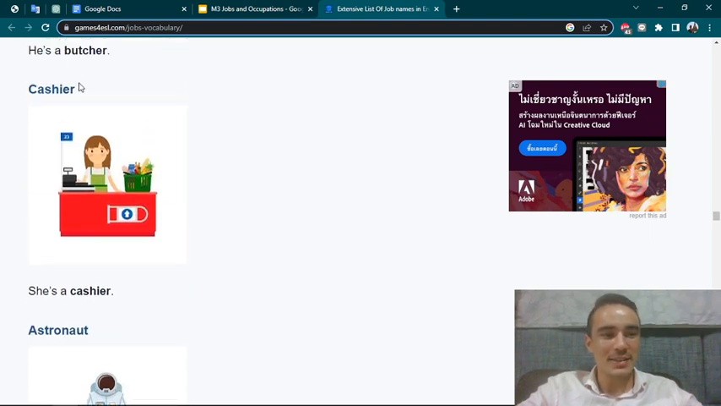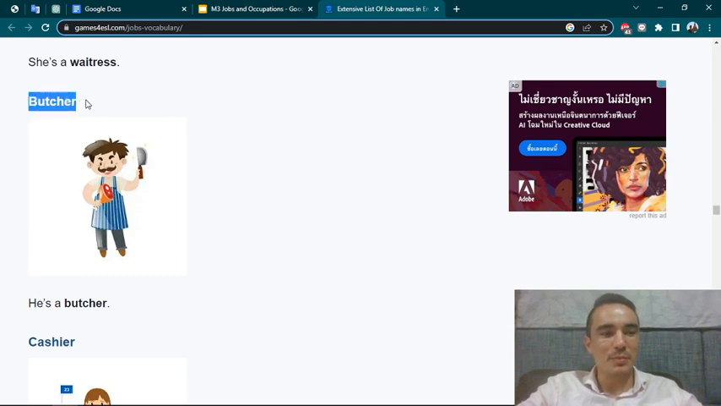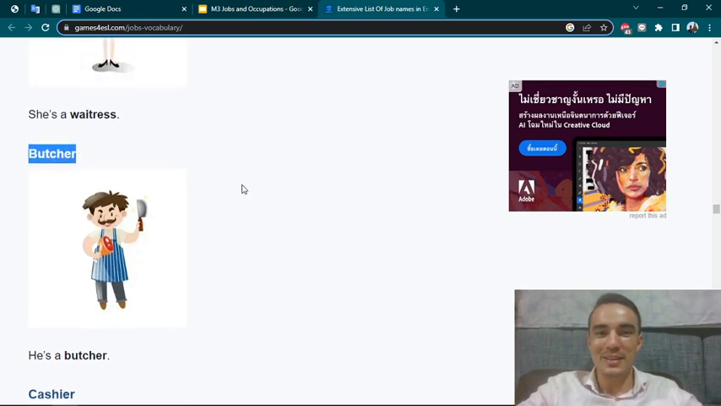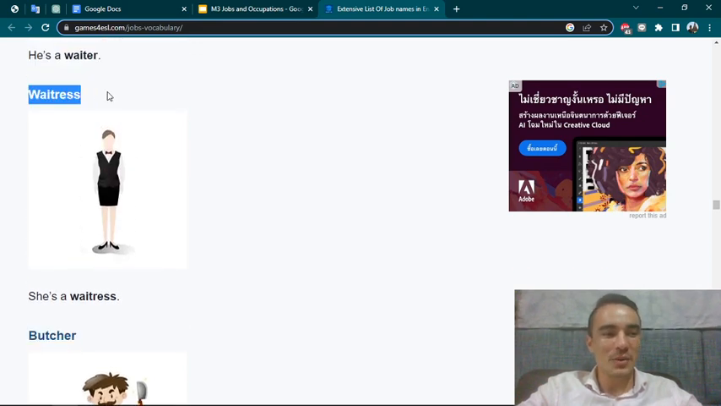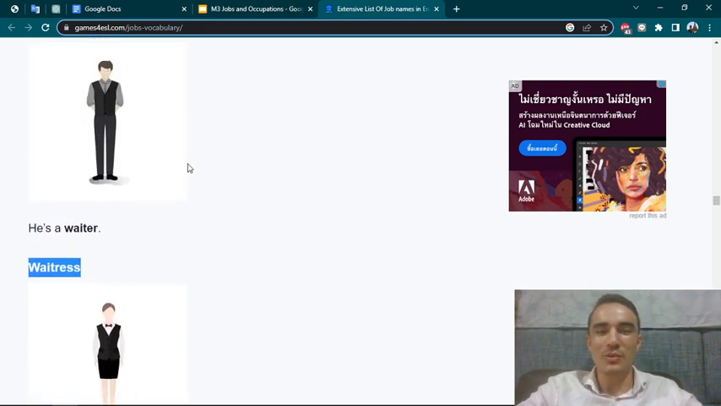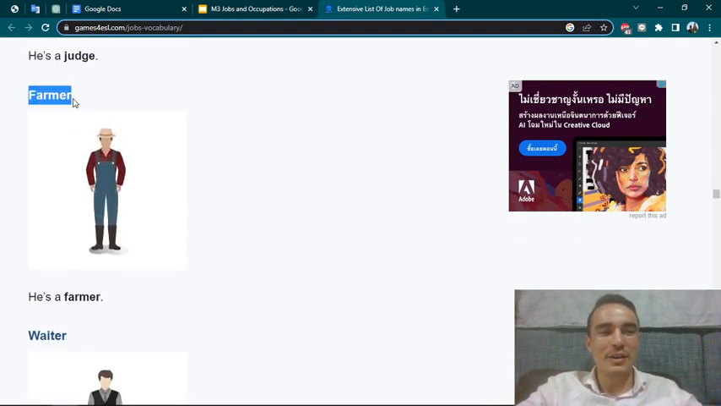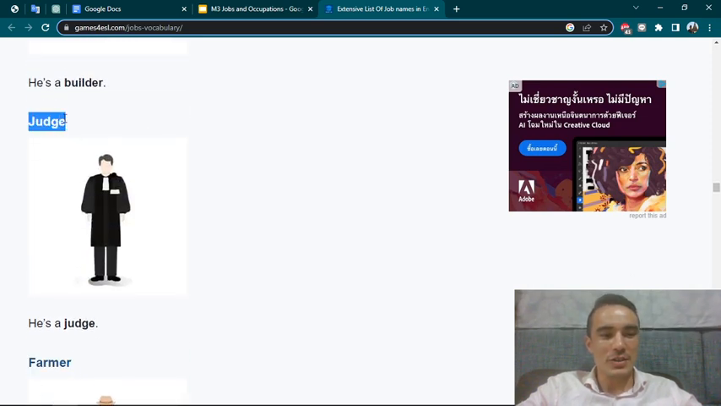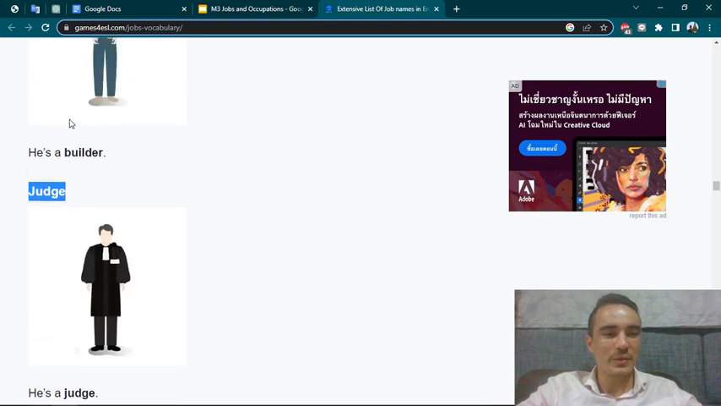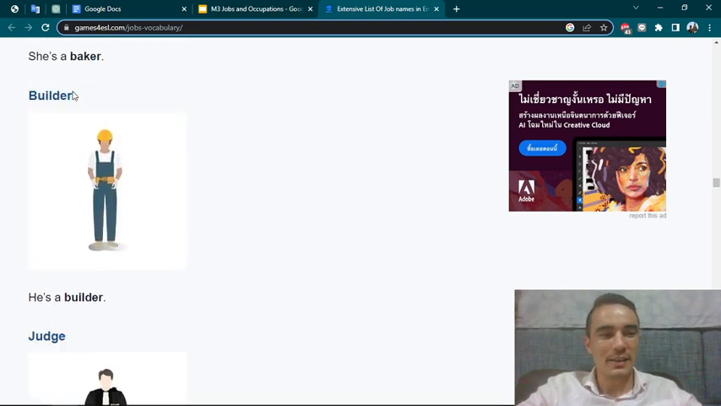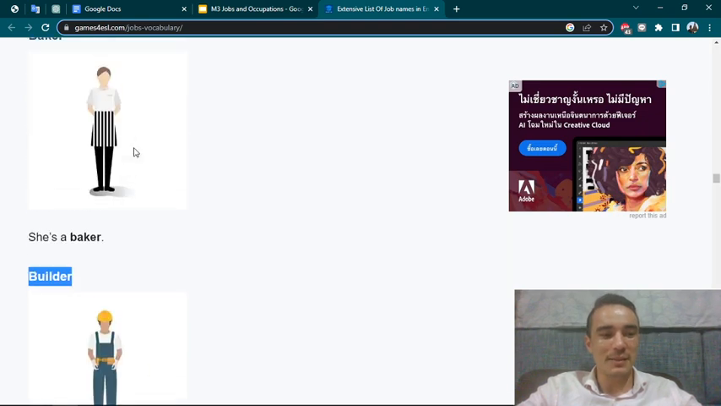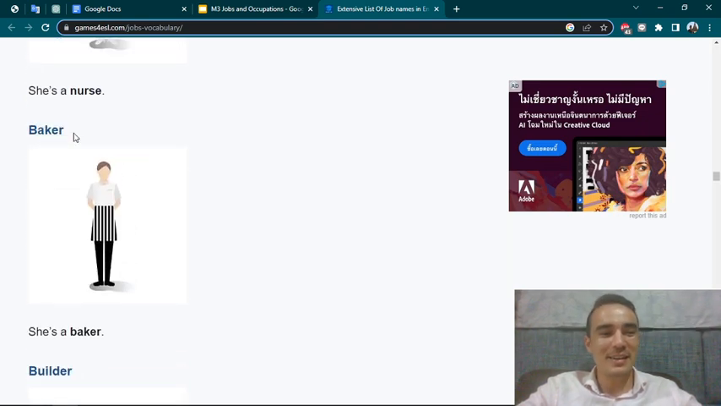Cashier is another one. And then butcher. Butcher sells meat. Right? Waiters. Waiter or waitress, male and female, works in a restaurant, or people also call it server. Farmer. A judge. A judge works in the court. Builder, building buildings. Baker. If you have some talent baking cakes, bread.